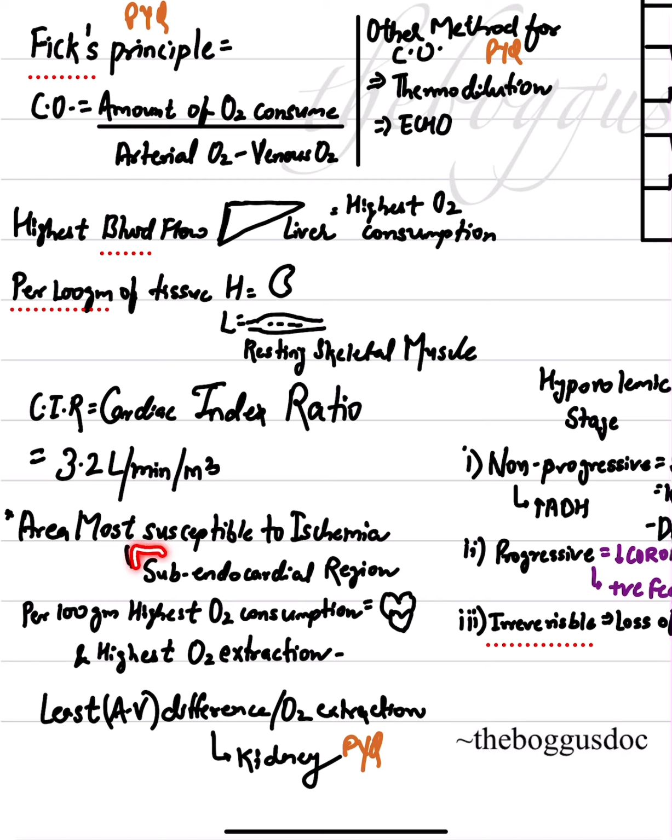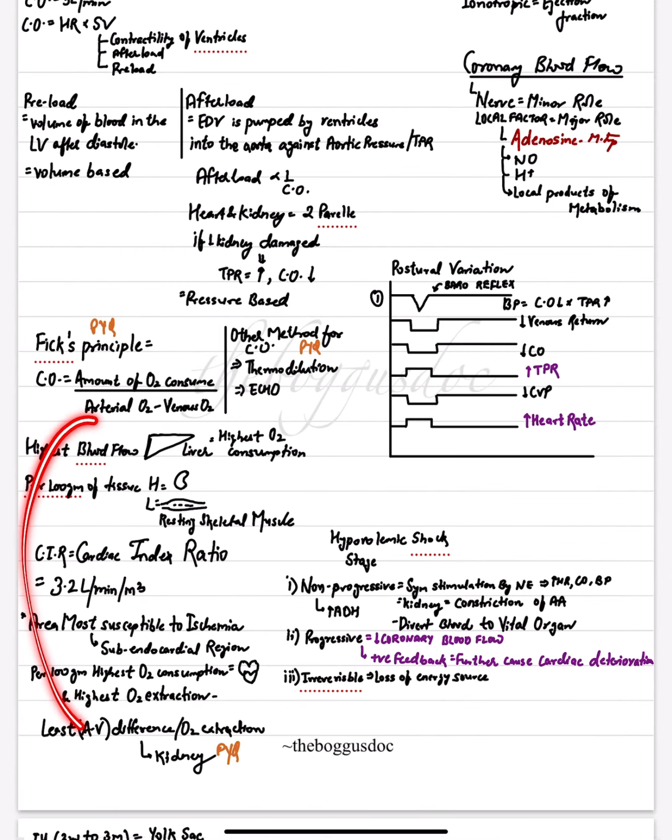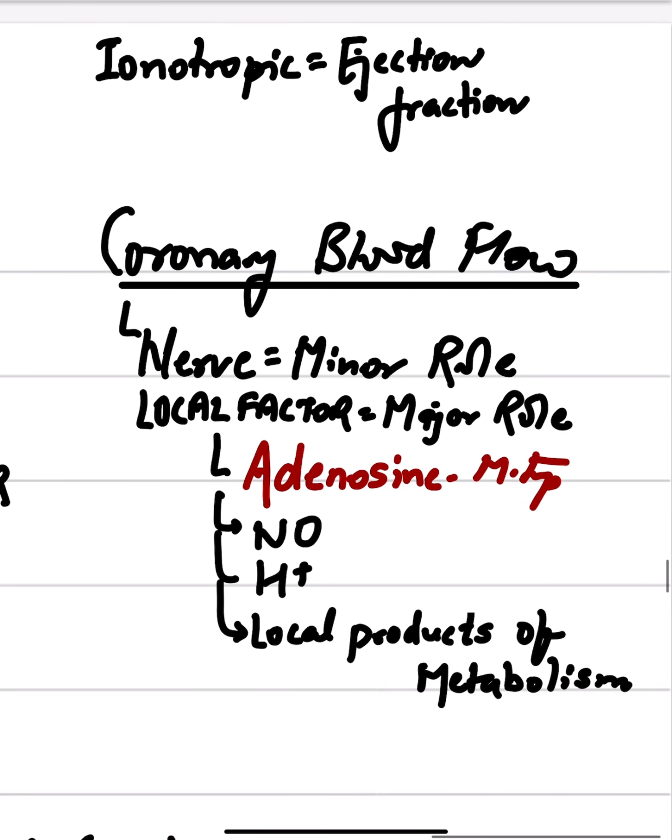The area most susceptible to ischemia is the subendocardial region. Just like in the kidney it is the S3 phase of the PCT, in the heart it is the subendocardial region. Per 100 gram, the highest oxygen consumption and the highest oxygen extraction are by the heart. But the least AV difference, or least oxygen extraction, is by the kidney. It is a PYQ that was asked.